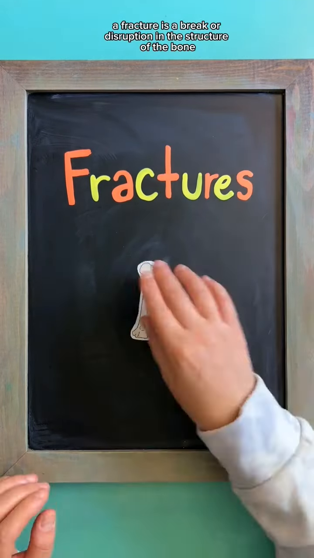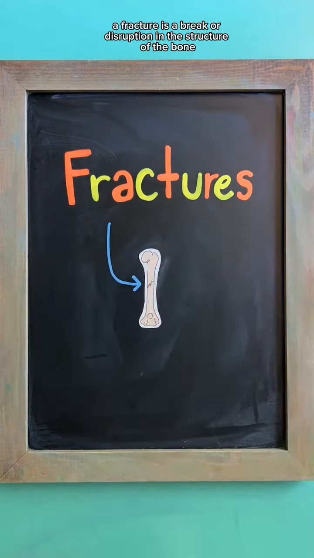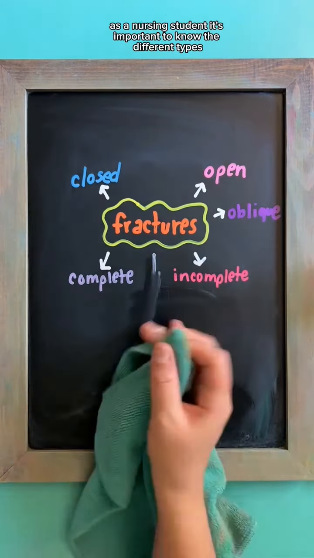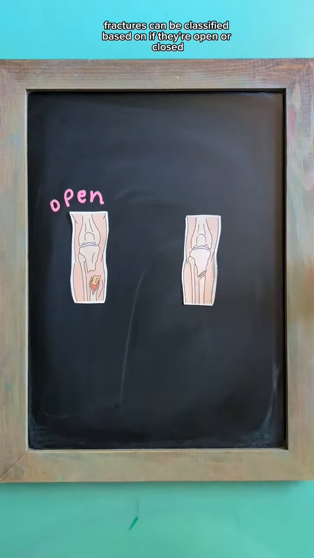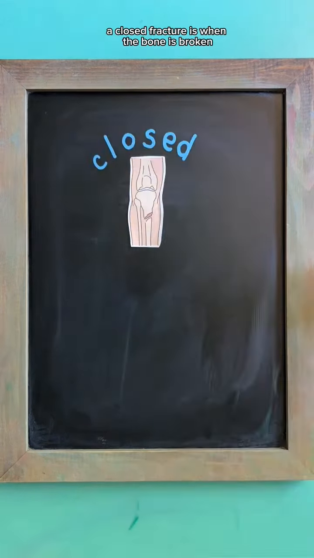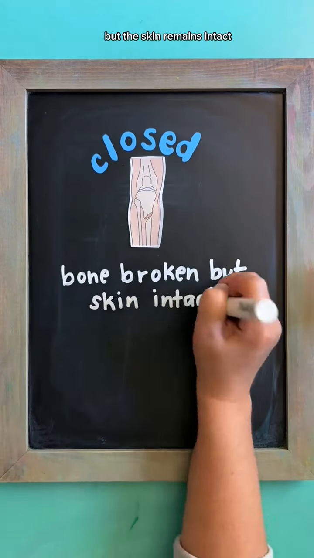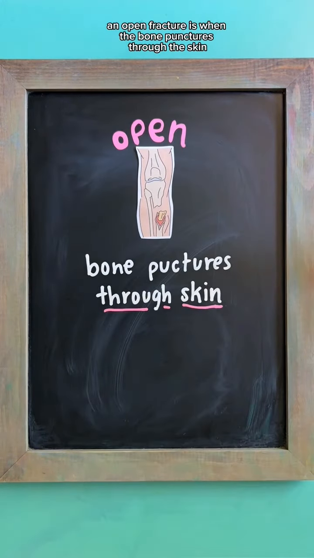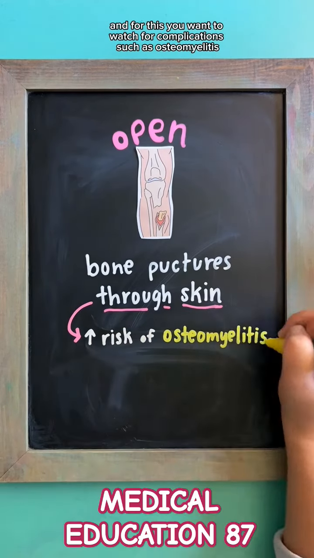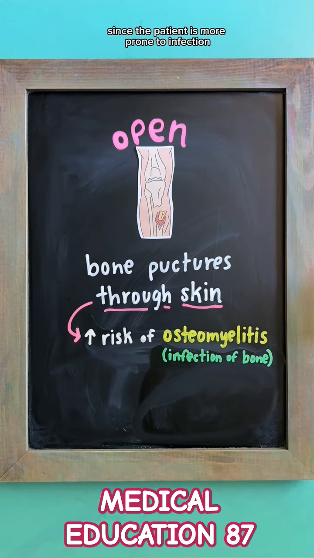A fracture is a break or disruption in the structure of the bone. As a nursing student, it's important to know the different types and classifications of fractures. First, fractures can be classified based on if they're open or closed. A closed fracture is when the bone is broken but the skin remains intact. An open fracture is when the bone punctures through the skin, and for this you want to watch for complications such as osteomyelitis since the patient is more prone to infection.